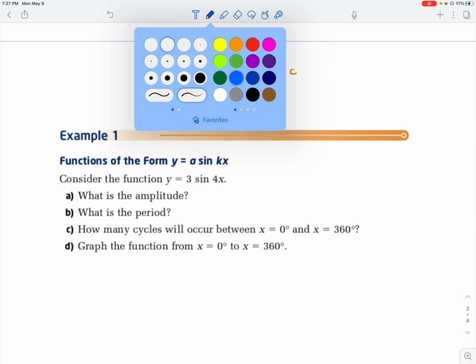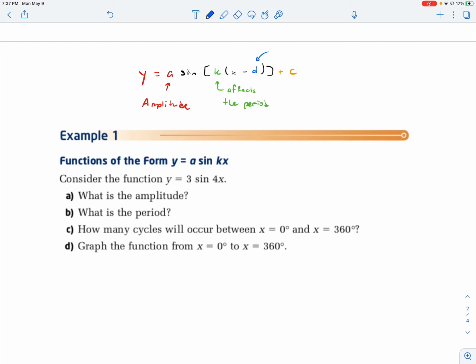And then D, so we would have seen these from the investigation. D does a horizontal shift. Okay, you're going to see a little bit later in other sections, we actually call this a phase shift. So when the graph just slides over so many degrees, it's called the phase shift.